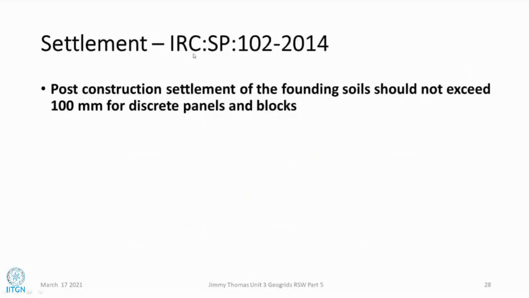And we have the IRC guideline. So they have specified a limit actually. The post-construction settlement of the founding soil should not exceed 100 mm for discrete panels and blocks. So this is actually the total settlement.